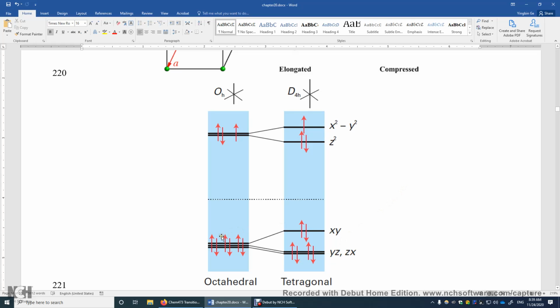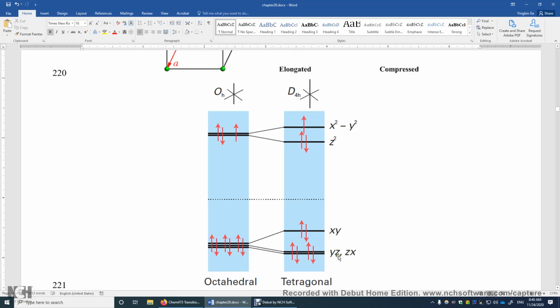Now let's look at the triply degenerate dxy, dyz, and dzx. There's also going to be a splitting among these 3 orbitals. But in this case, the splitting should be much smaller than this. So over here, if you look at the screen, this splitting seems to be smaller than this. Well, that's a mistake. So supposedly we should draw a much smaller splitting over here.